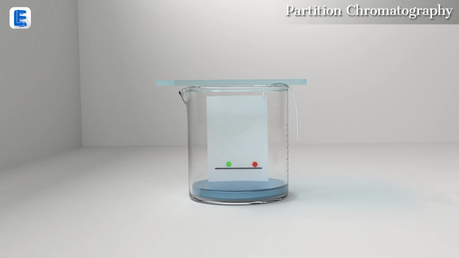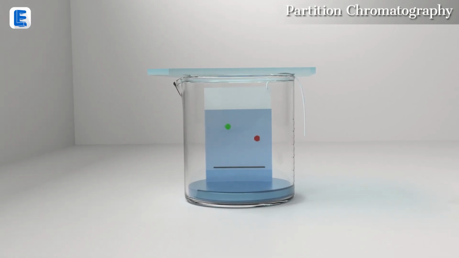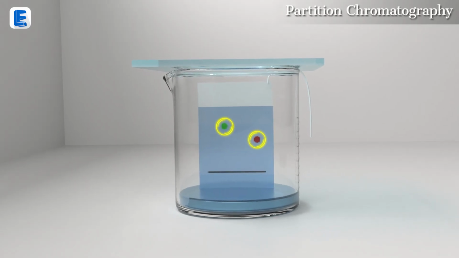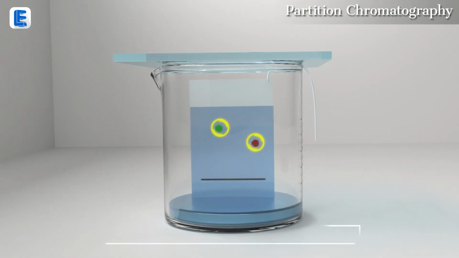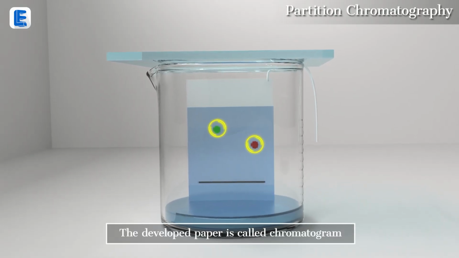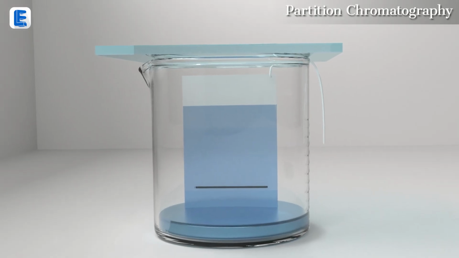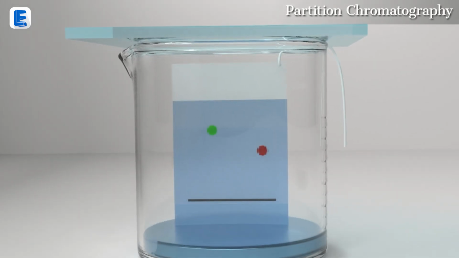The solvent travels upward on the paper by capillary action and passes above the spot of the mixture. Then the components present on the paper undergo different distribution between the stationary phase and mobile phase, depending on their characteristic properties. The developed paper is called a chromatogram. Colorless compounds can be identified either by spraying other reagents or by using ultraviolet, UV, rays.